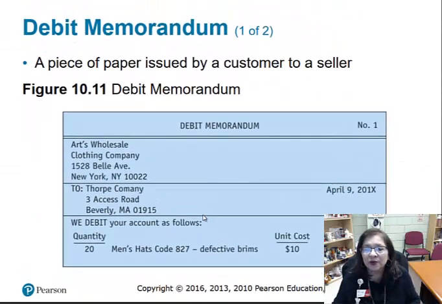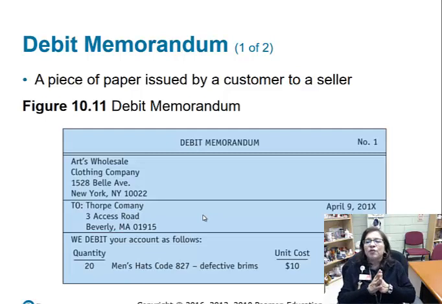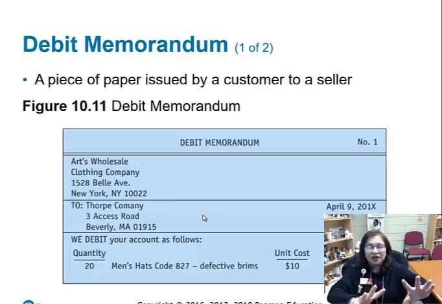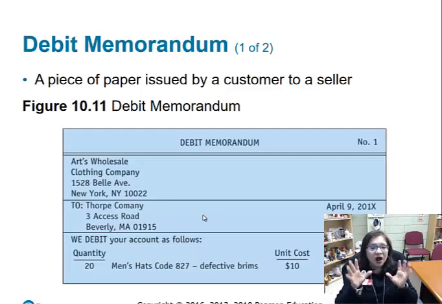When we have a debit memorandum, this is issued by the customer to the seller saying, guess what? I'm returning these to you. I want you to give me credit for these items that were defective. But we have to let them know what was defective, how it was defective. So it's called the debit memorandum. Don't be confused. It's debit memorandum.